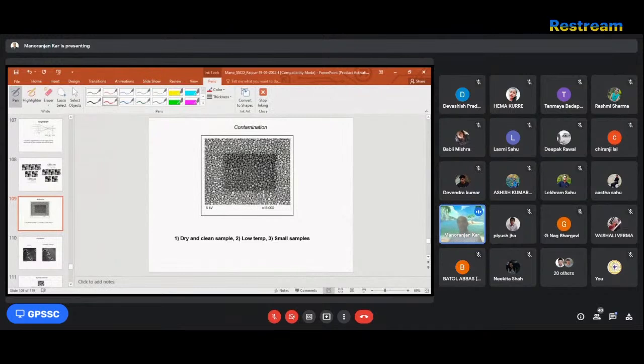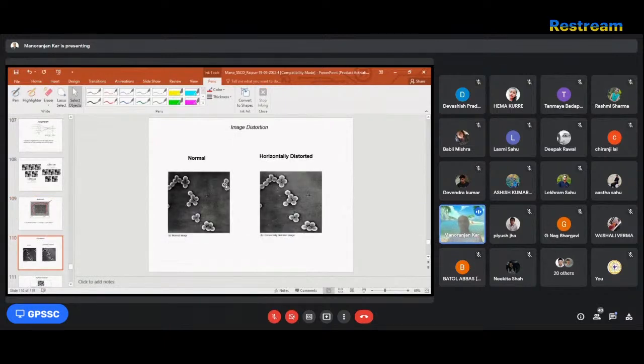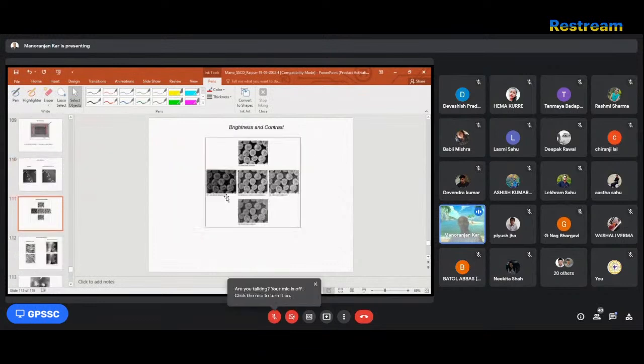As a researcher, you have to understand that your sample is supposed to be here, but due to the contamination here, it is like this. You see the same sample, and you have to be careful while you are taking it. And the image distortion, you see, the image is supposed to be round, but now it has been distorted because of the electric field, magnetic field around, or somebody making a mechanical disturbance. And brightness contrast, you see, it is the same picture, but the brightness contrast is different. So you cannot do it outside, you have to do it inside this.